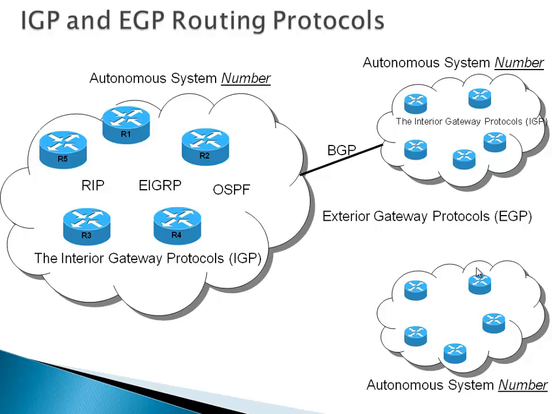So let's take another neighbor with an autonomous system number. They have their own. When we connect with them, again, we connect through the exterior gateway protocol, which is BGP. This is how the internet works: a company connected with another company through autonomous system numbers.